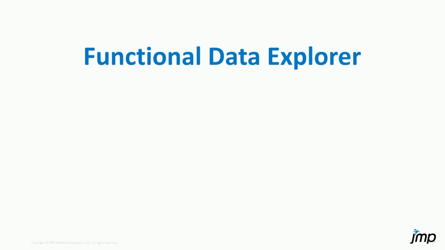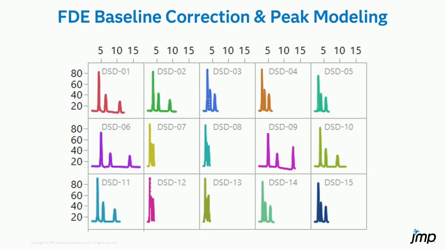So next, I'll demonstrate the baseline correction and parametric peak modeling capabilities that have been introduced in the Functional Data Explorer. In the Functional Data Explorer, we've made strides to make it more useful for applications within analytical chemistry and chromatography with the addition of baseline correction methods like SNIP and asymmetrically reweighted least squares, as well as some parametric peak modeling techniques.